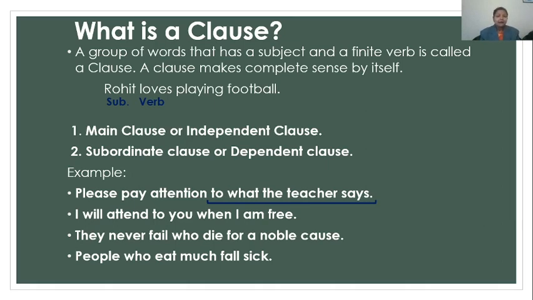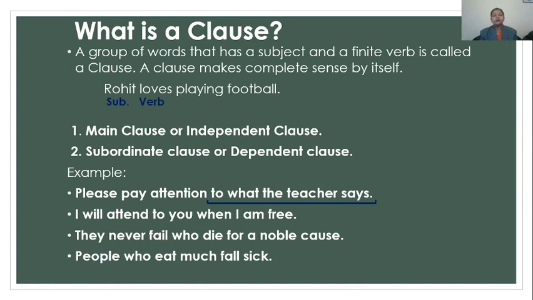This clause, as it is beginning with to what, is giving an intention that something more is there to know. Miss, it needs the help of some more information to clear its meaning. This to what is telling that yes, something is left to know. And that is why this clause, to what the teacher says, is a dependent clause. And what is my main clause? Please pay attention. This is my main clause.